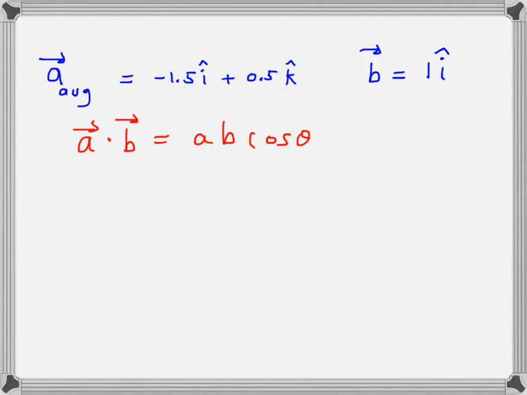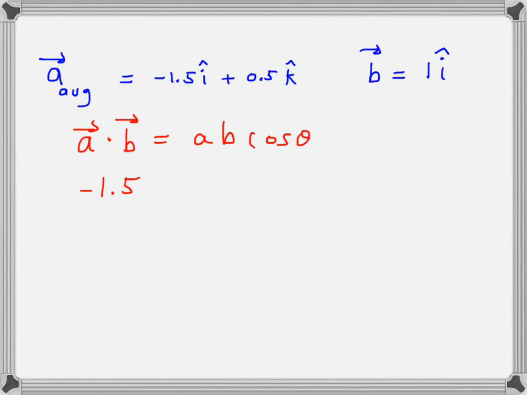So in our example, what is the dot product of our average acceleration vector and vector B? When we multiply the x components, negative 1.5 times 1, we get negative 1.5. Since neither vector has a j component, 0 times 0 is 0, and then the average acceleration vector's k component, 0.5, times vector B's k component, 0, is another 0. So the dot product in this case will just be negative 1.5.